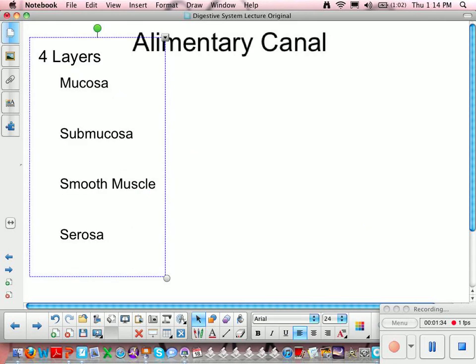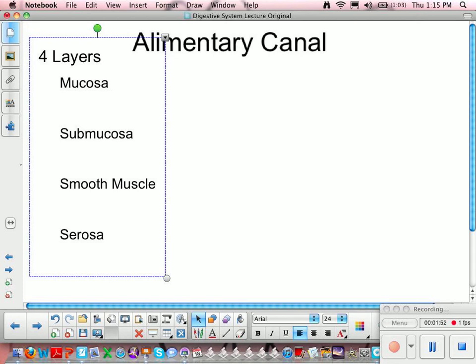The alimentary canal has 4 layers. The alimentary canal starts in the mouth and extends all the way to the anus. So it's the tube that passes through our body and is open to the outside at both ends.